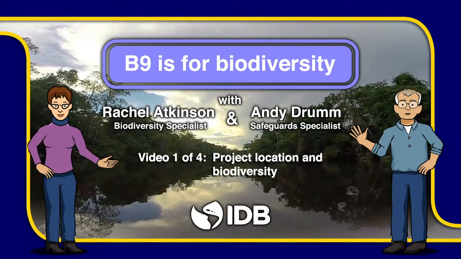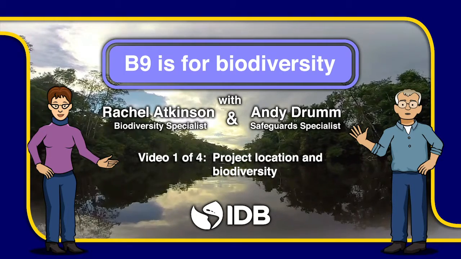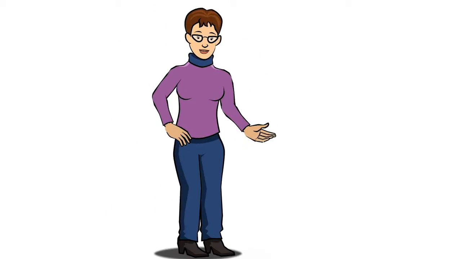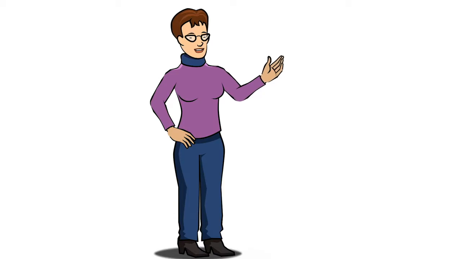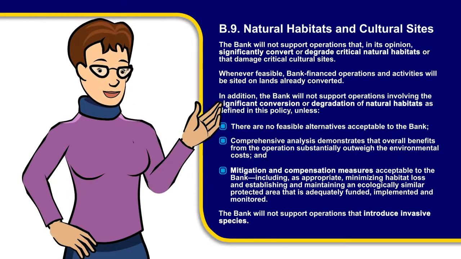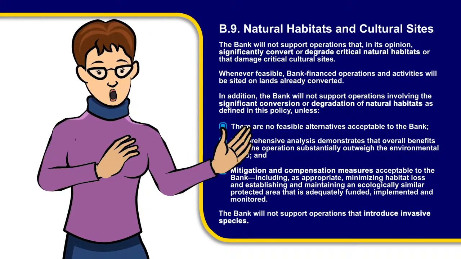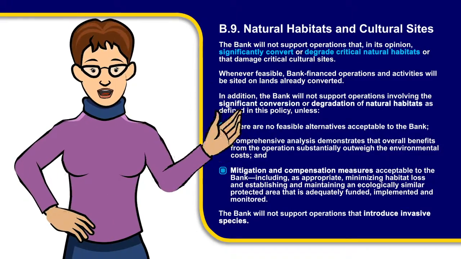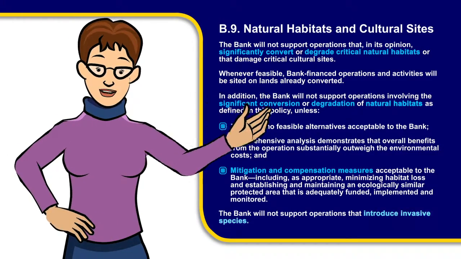B9 is for biodiversity with Rachel and Handy. Let's start by presenting the B9 policy. The first read of it can be confusing, but there are a few words that are key for understanding the policy, and these are the words we will focus on in these short videos.